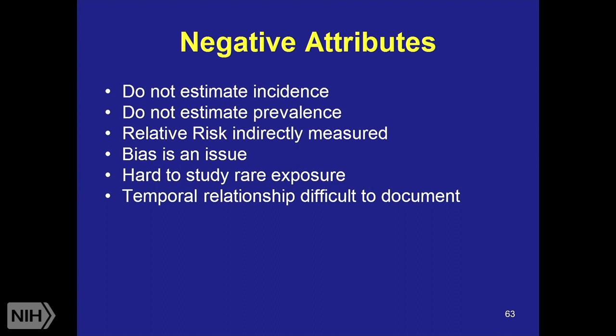But if you have a rare disease, when you do case control studies, you can only technically directly measure the odds ratio, but you can get an estimate of the relative risk. We talk about that in the textbook. Bias is an issue, but bias is an issue in pretty much every study. You do methods to try to minimize your bias.